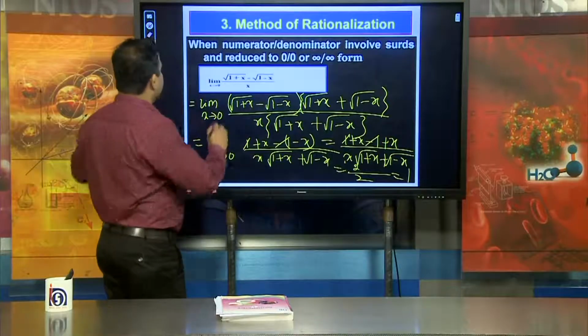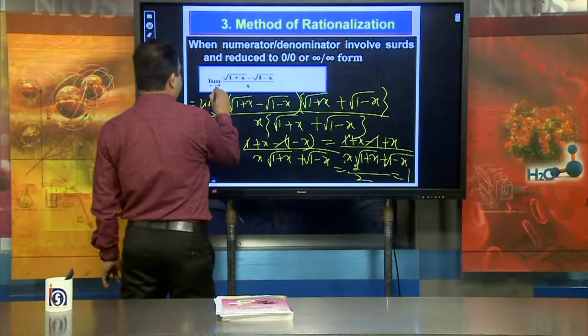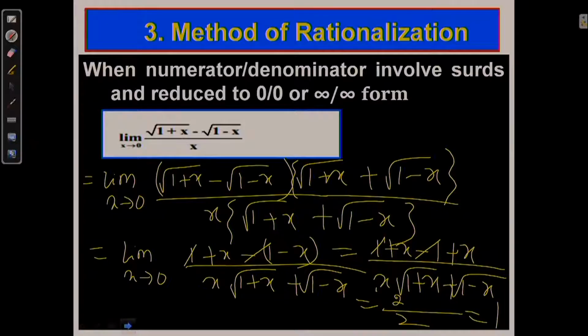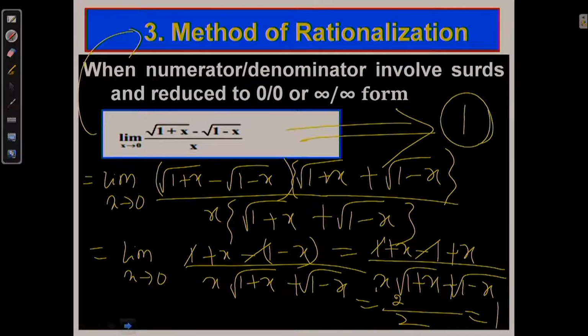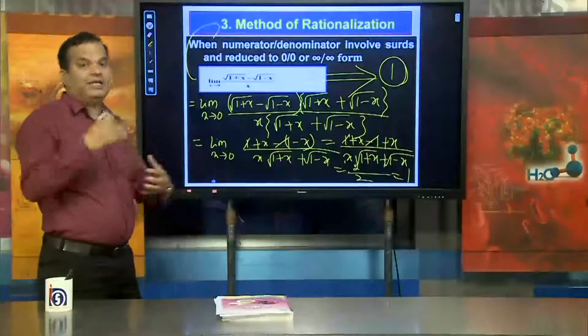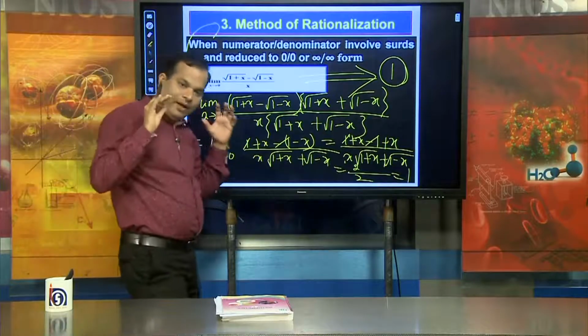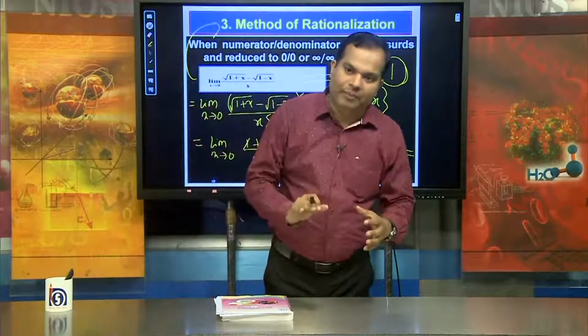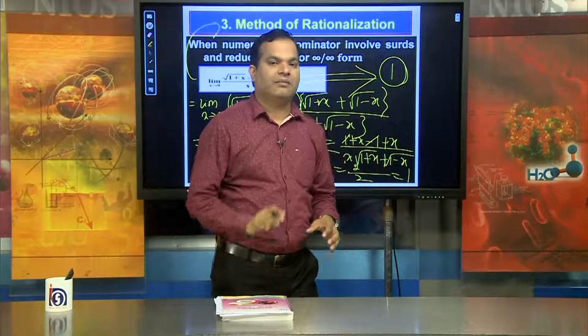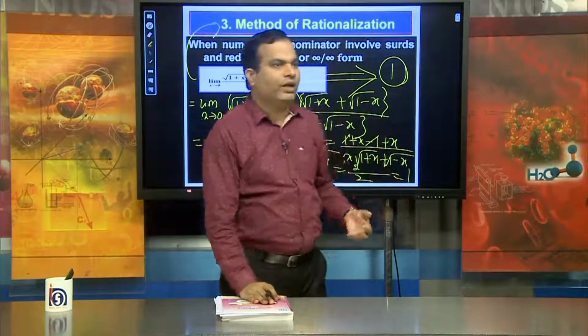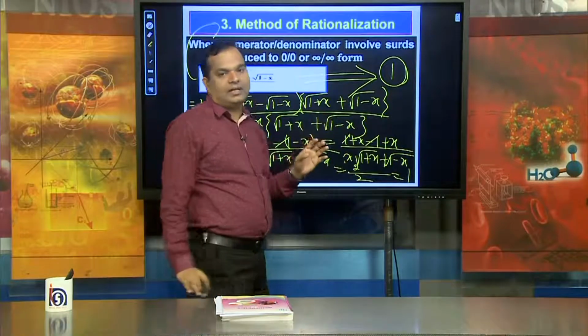So dear learners, if you talk about limit x tends to 0, square root of 1 plus x minus square root of 1 minus x divided by x, by using the method of rationalization, the answer we have got will be 1. How easily we have found it, बहुत आसान से हम निकाल पाए by using the technique, by using the formula. This is known as the method of rationalization.